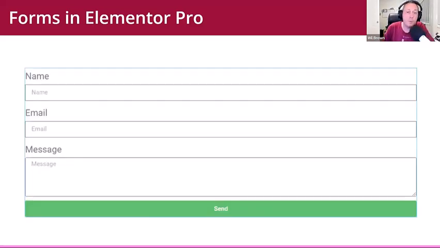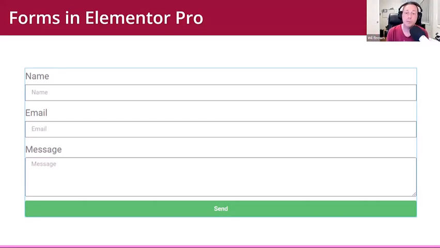When you drag a form element onto your page, it sets three fields by default. You've got your name, you've got email, and a message, along with a send button. The email field is the only one that's marked as required, and the others are optional. And this is just if you drag the component onto your page.